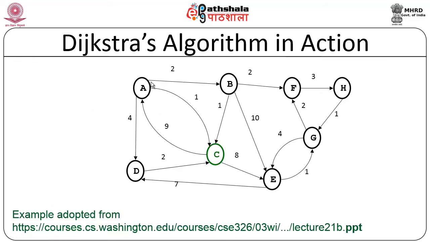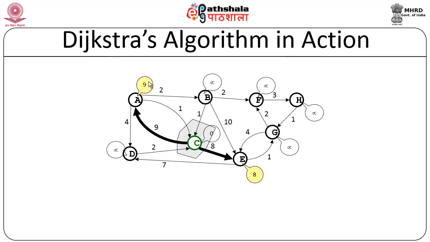So, this is an example again taken from this particular source. Let us look at this. You start with C, and now C has 0. Now, there are two updates that come. C can be connected to A, and there the D value is 9, and C can be connected to E with value 8.